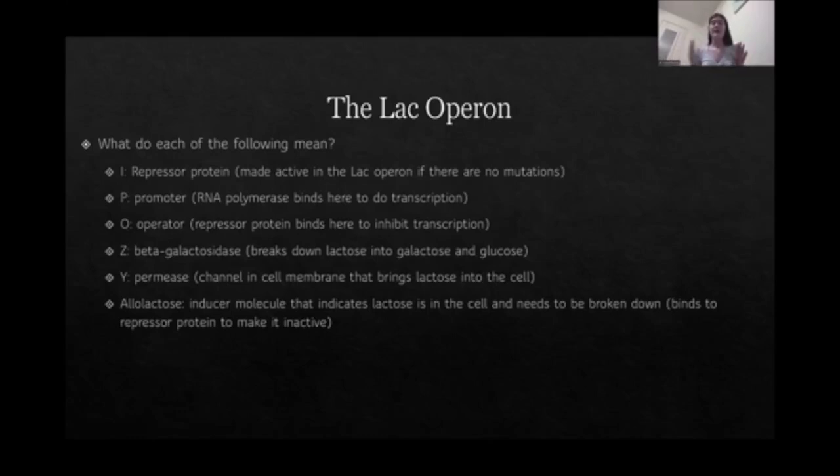So remember, in negative inducible operons, we have an inducer molecule that is going to turn on transcription. So allolactose is going to be our inducer, and it's going to say, hey, lac operon, lactose is here. You need to start transcribing because we need to get rid of this lactose. We need to break it down. Since it's an inducer, that means it's going to bind to the repressor protein to make it inactive. That way RNA polymerase can now bind to the promoter and start transcription.